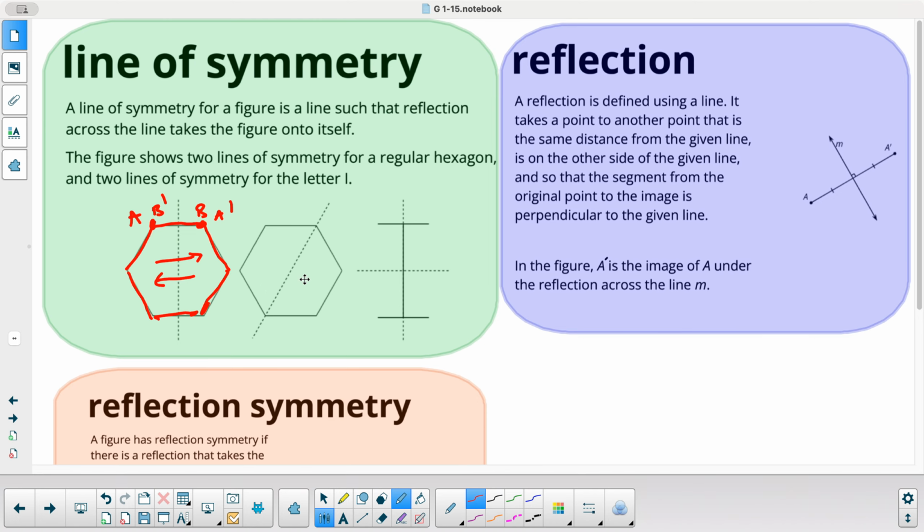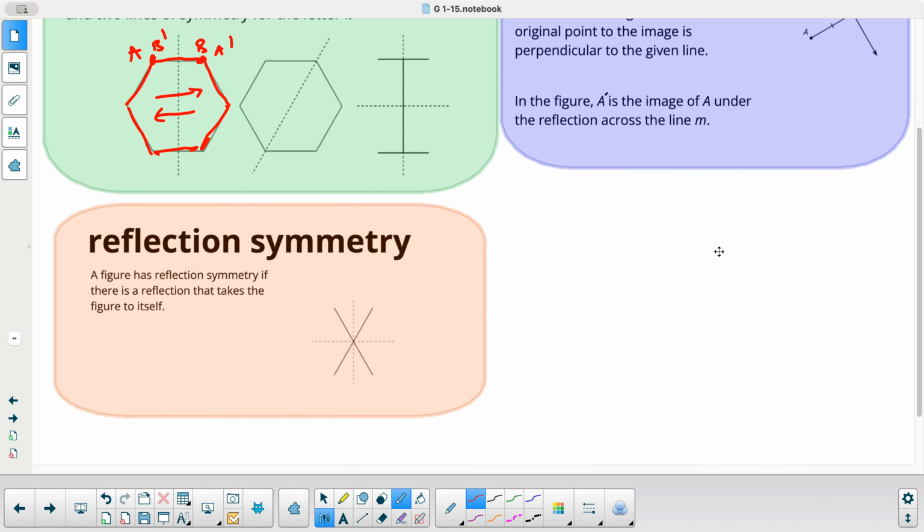So here's a couple examples of reflection symmetry. If you forgot, a reflection defined using a line takes a point to another point that's the same distance from the given line and is on the other side of the given line. So the segment from the original point to the image is perpendicular. Basically, the line here is the perpendicular bisector of the segment created when you connect the image and the pre-image.